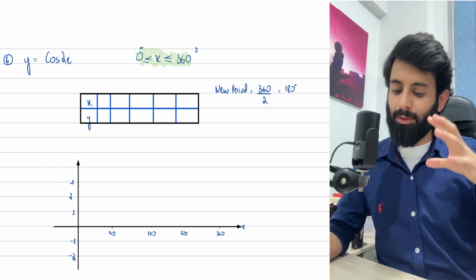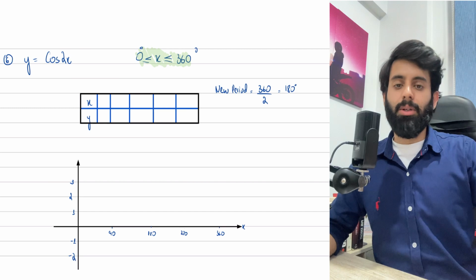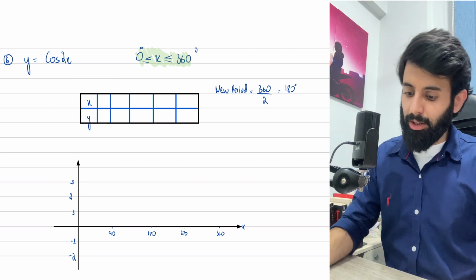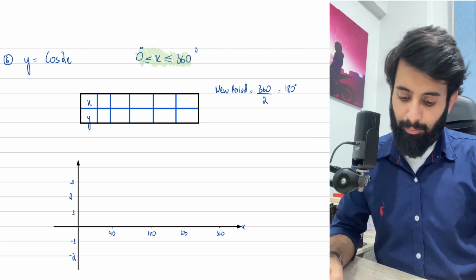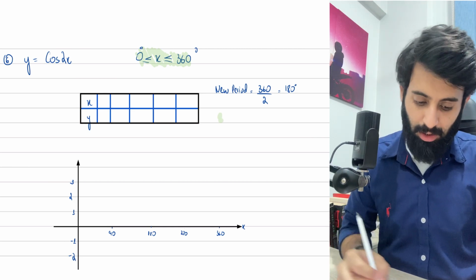It's because that one cycle ends at 180 degrees and you can go up until 360. That's the reason why you're going to make 2 cycles. Okay, so that's something that you got to keep in mind at all times. Now another thing that's going to change is the step.